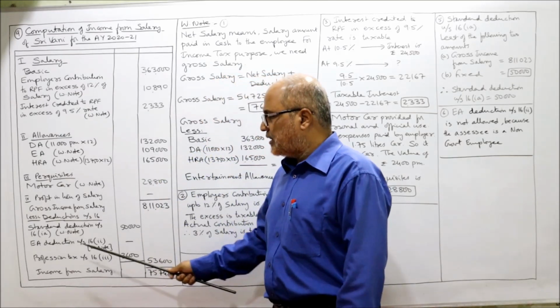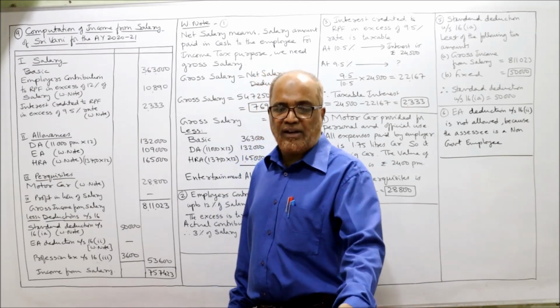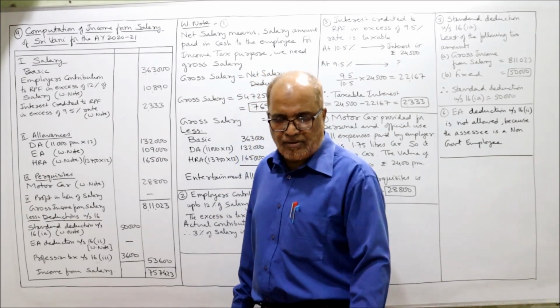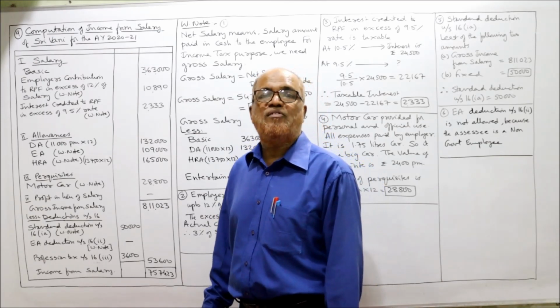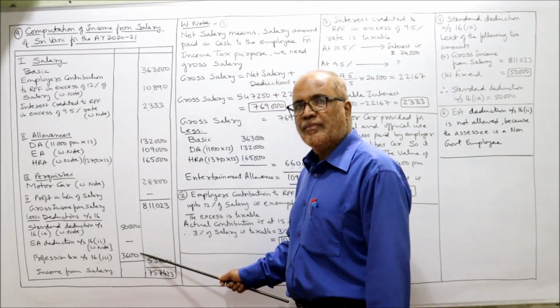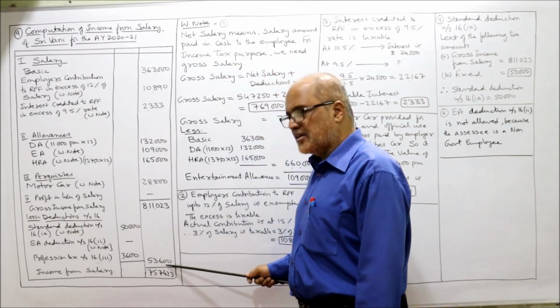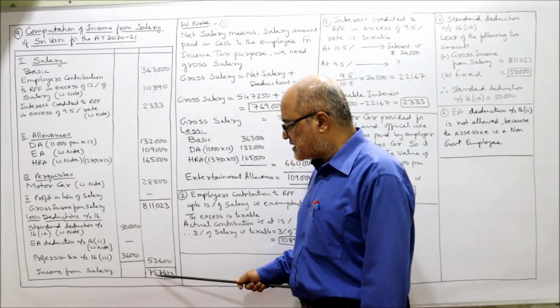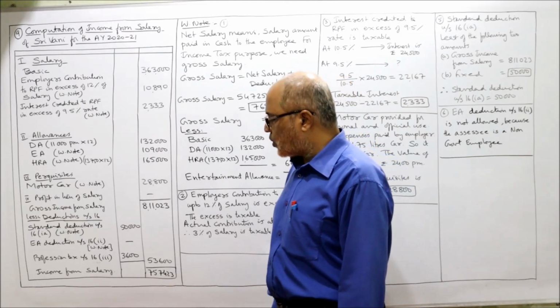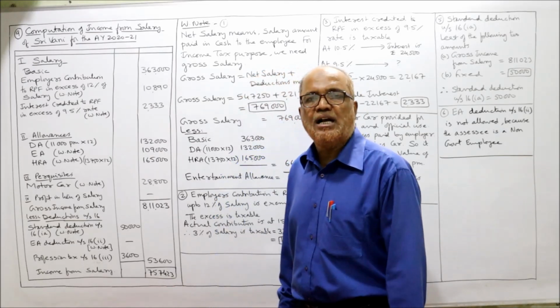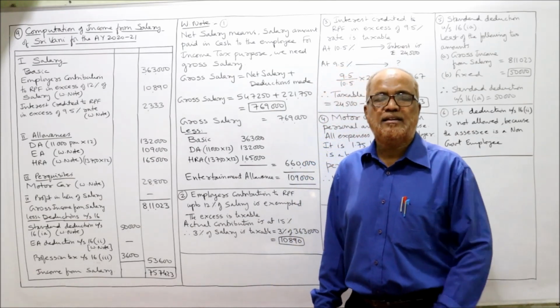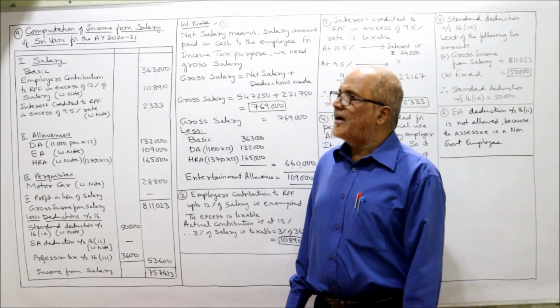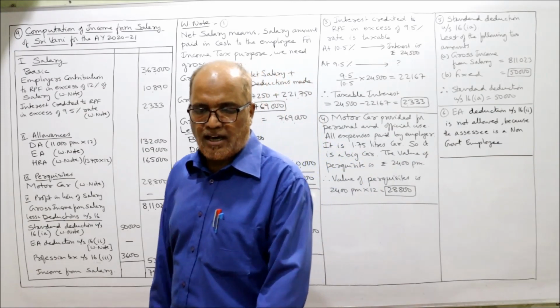Put a dash. Then profession tax paid, it is given in the problem. Under deductions, it is given 3,600 is the profession tax paid. The total is 53,600. Deduct 53,600, 7,57,423. This is the income from salary. That's it. So this is the end of problem number 9.